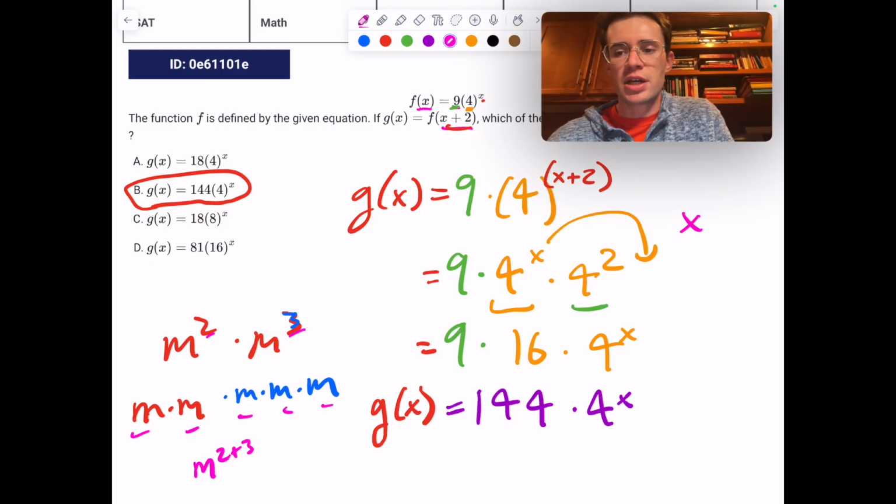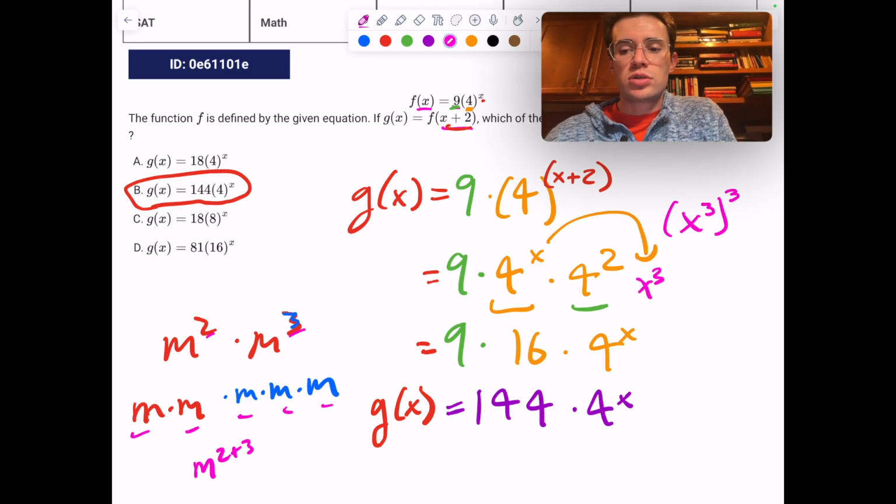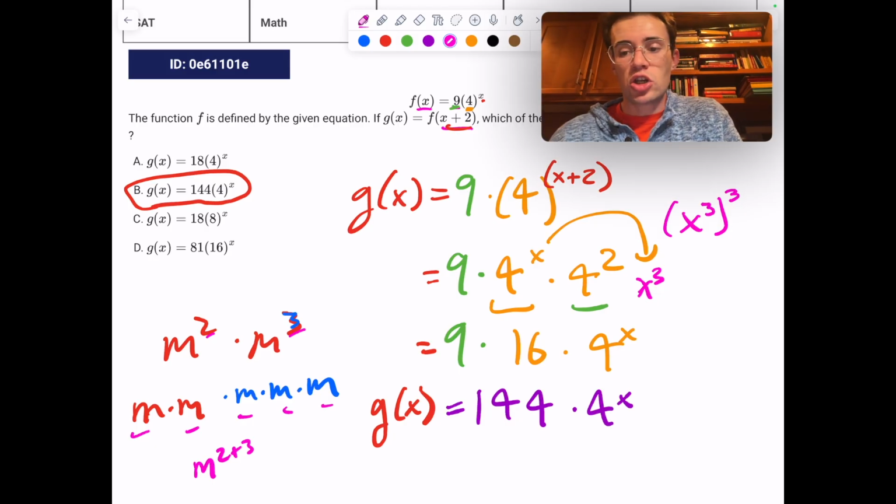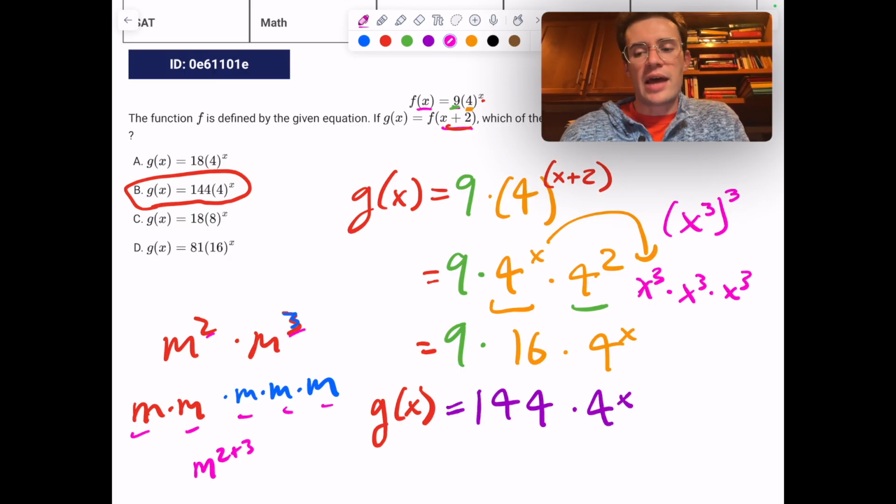Don't just memorize what the rules are. Say you had x cubed, raising that to the 3rd power. X cubed cubed. What that means is you have x cubed multiplied by itself 3 times. So it's x cubed times x cubed times x cubed. And now using this rule, you could just add those, 3 plus 3 plus 3. So we have x to the 9th.